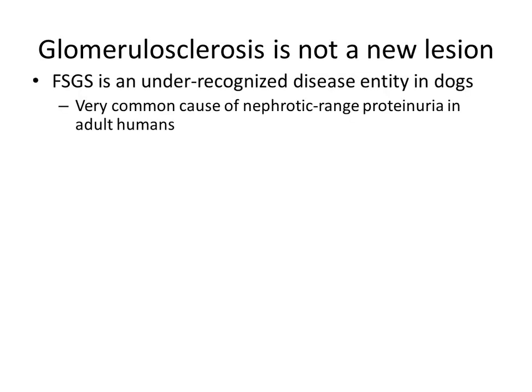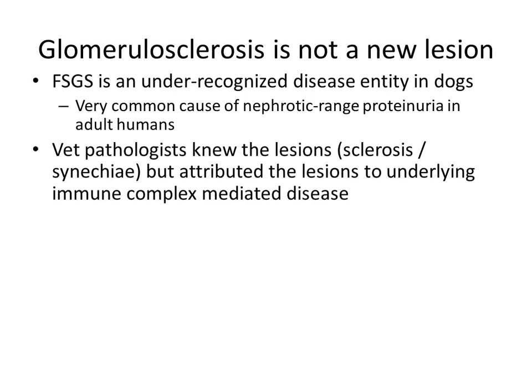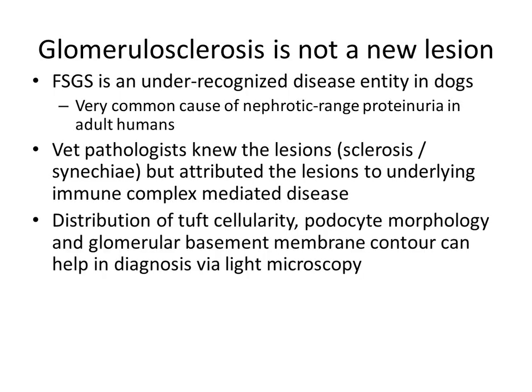And I just want to know that it's not a new lesion, it's just under-recognized. Everybody really knew what the lesion was, and they knew to call it sclerosis, but they often said that there might be underlying immune complex disease. I think that was because sometimes you see a little bit of mesangial hypercellularity like we saw in our panel. So there is a little bit of hypercellularity, and they might have misattributed it and said that the sclerosis indicates that there was previous immune complex disease.